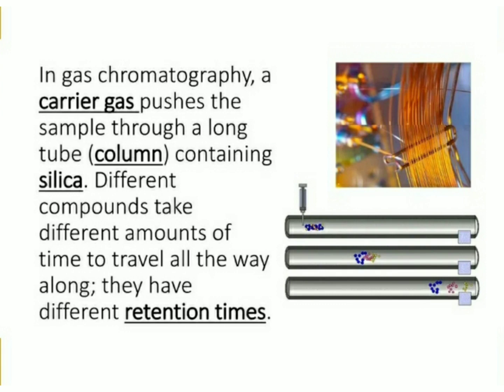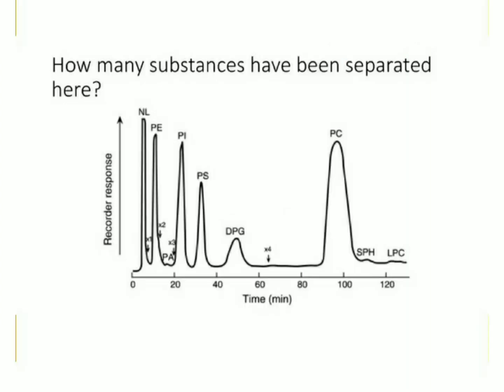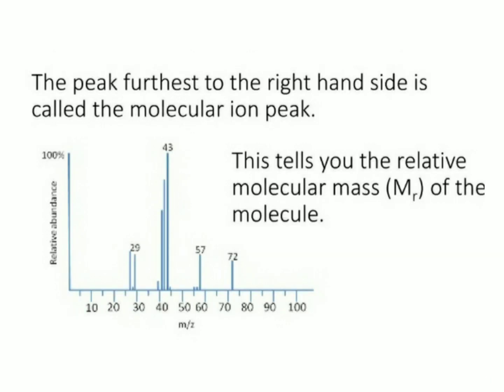Different compounds take different amounts of time to travel all the way along. They have different retention times. How many substances have been separated here? Recorded response versus time in minutes. The peak furthest to the right-hand side is called the molecular ion peak.